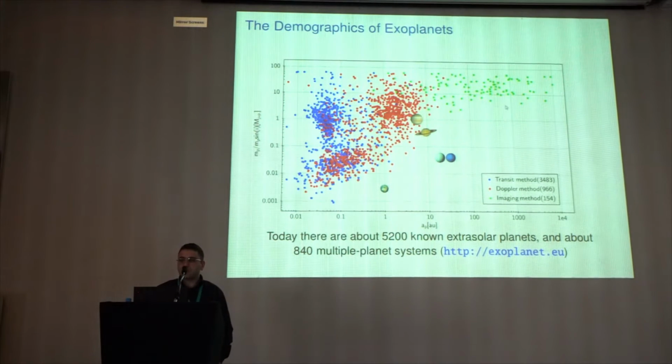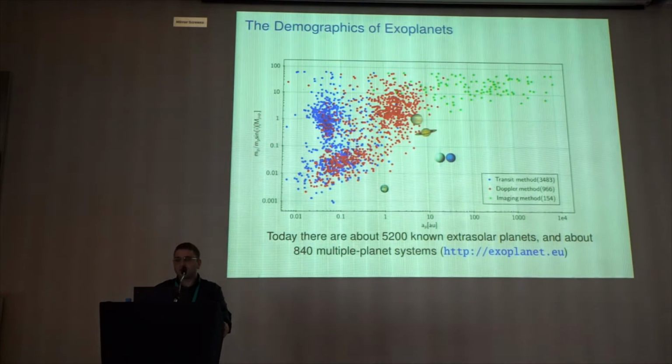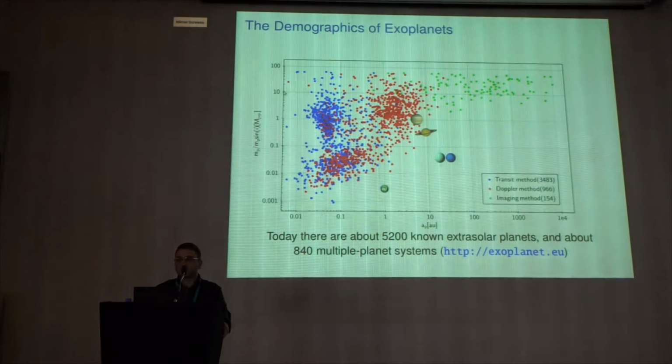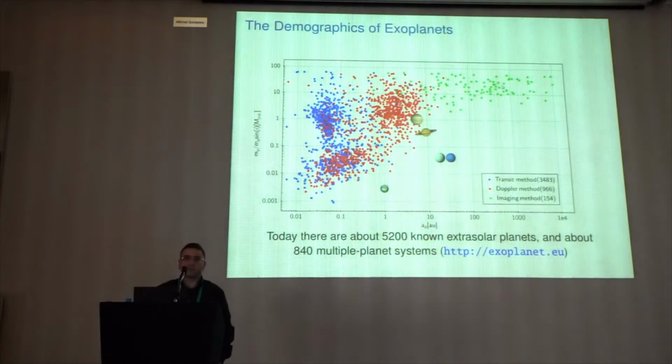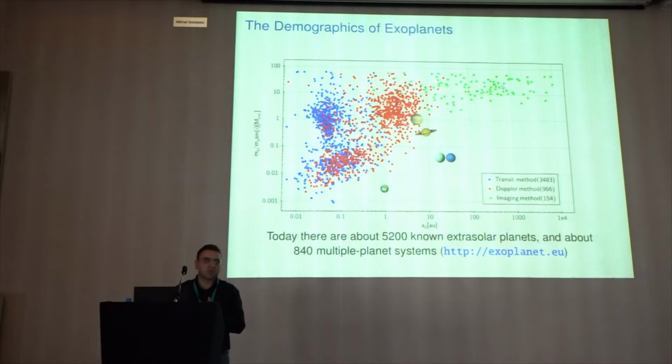But this last one is mostly useful only when the planets are very hot and very young, and you can see here that they basically span from 10 to about 80 Jupiter masses. So some of these are actually not planets, but more like brown dwarfs or low mass stars.